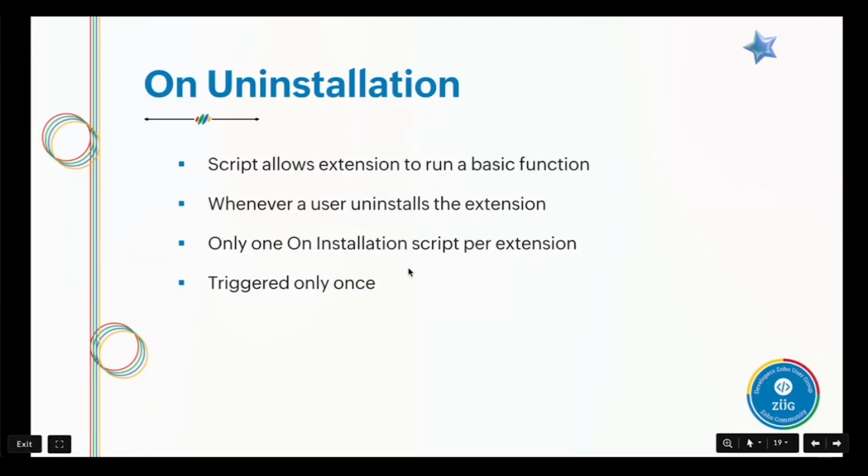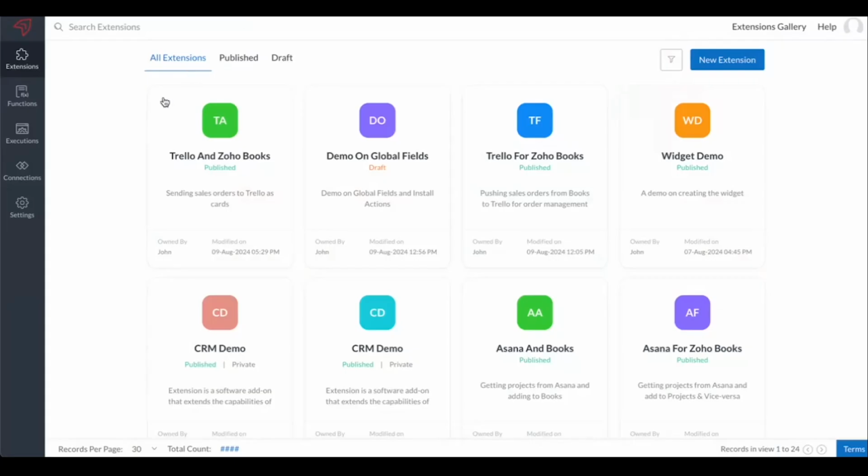So with this, we have seen an overview of the global fields and install actions. Now, let's get into the Zoho Books developer platform and see how we can configure these global fields and install actions within the platform. In order to get into the Zoho Books platform, we need to create an extension first. And to create an extension, we need to get into the Sigma platform. So I'm getting into my Sigma platform, and to create a new extension, I'm clicking on the new extension button.